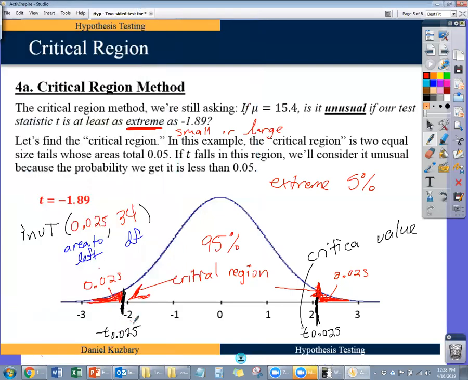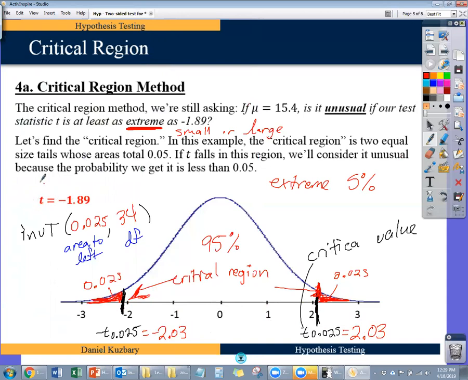So this value is negative 2.03. This value is positive 2.03. So if you did it the other way, if you put in 0.975, you'd get positive 2.03. So these black bars that mark off the critical region are these two numbers right here. And so if the test statistic is smaller than this number, it's in the red region. If it's bigger than this number, it's in the red region.